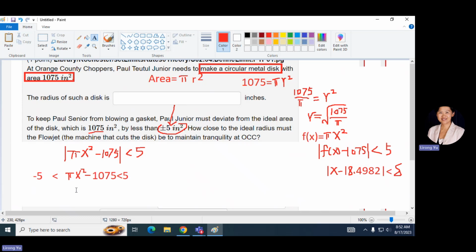So we will see that the pi x squared is less than... We want to get x by itself, so the whole process is to try to reduce what happened in the middle. So what we get on the right side is basically 1075 plus 5, and on the other side 1075 minus 5, which is 1070 and 1080, okay.